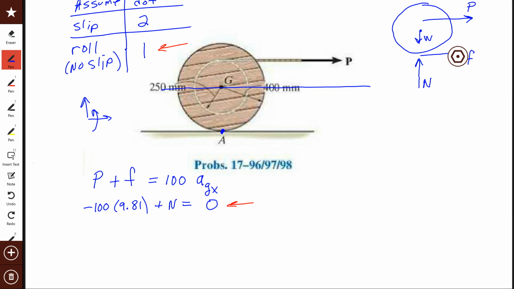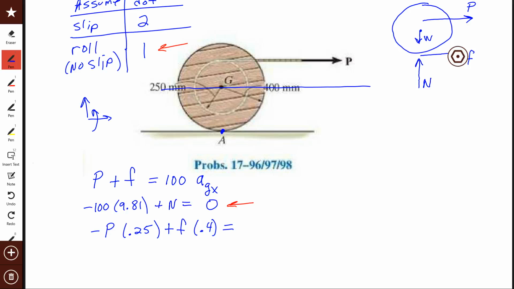Okay, so here we go. I have P. I have a radius of, if we put it in meters, 0.25. And that is going to be clockwise, which is negative. I have a friction force with a moment arm of 0.4 meters. And that is counterclockwise, so that's a positive. That's all that's creating moment, so that equals the moment of inertia through the center of mass.